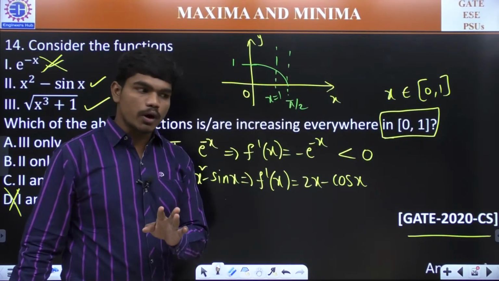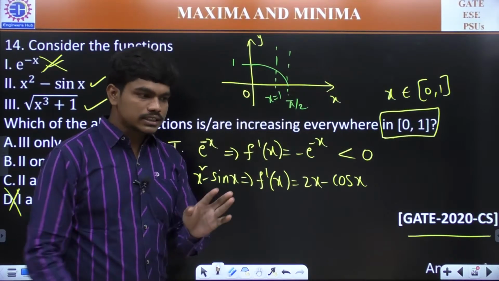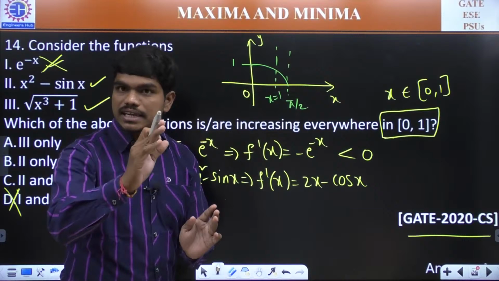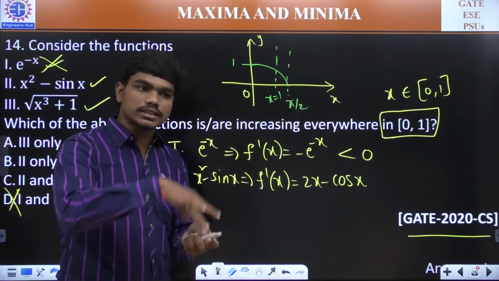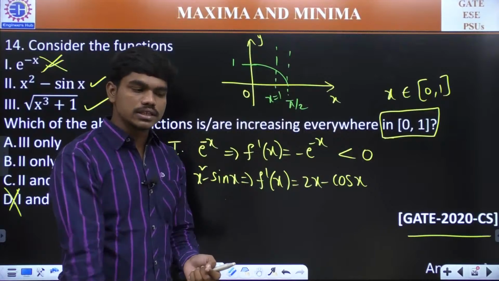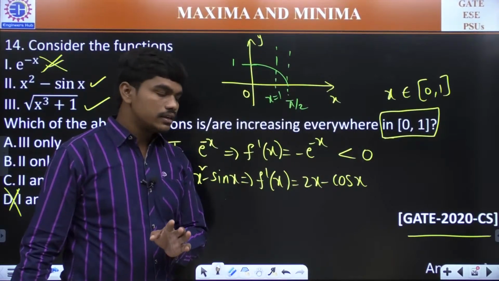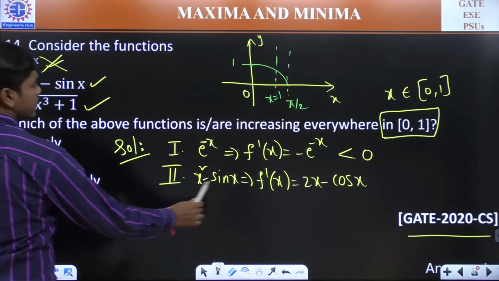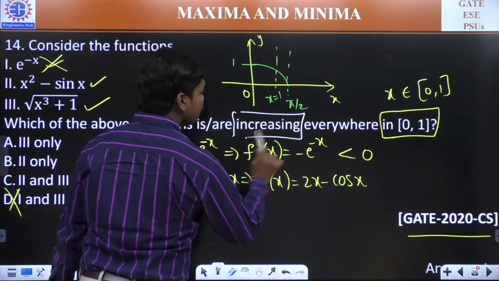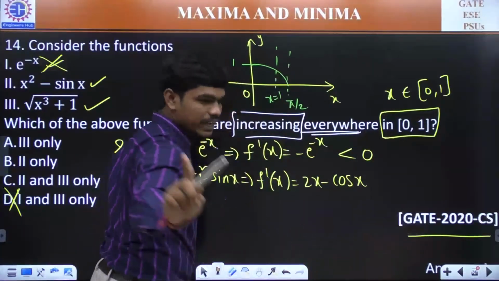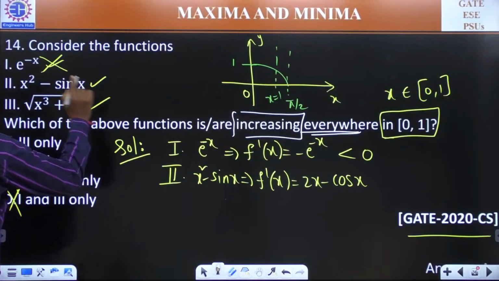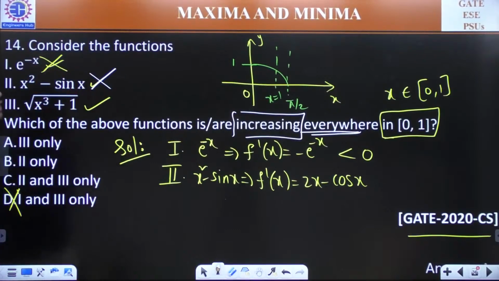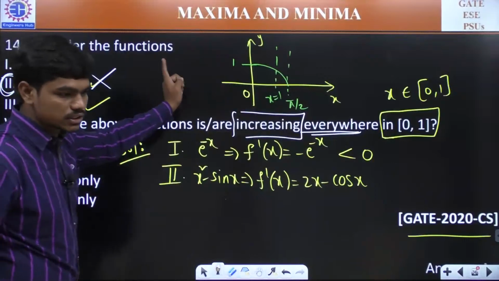Did you all understand this point? At some part of the interval, the function is increasing because the derivative is positive. Similarly, at some part of the interval, the function is decreasing because the derivative is negative. Clear? If that is happening, then you can't say it's an increasing function everywhere. It's not increasing everywhere. There are some points where this function is decreasing, which means you can't confirm this function is increasing everywhere. This second function is the major key for answering this question.